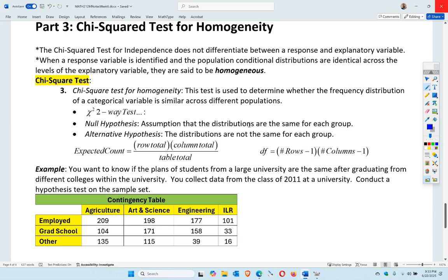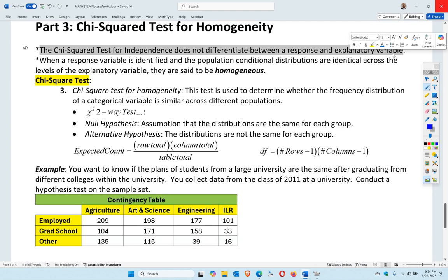All right, the third test is the chi-squared test for homogeneity, basically. So when we did independence, it does not differentiate between response and explanatory. The previous problem we did was your hepatitis C status and your tattoo status. As to which one of those is the response and explanatory variable, this input and output, who knows, right? We're just figuring out whether they are independent of each other or not.